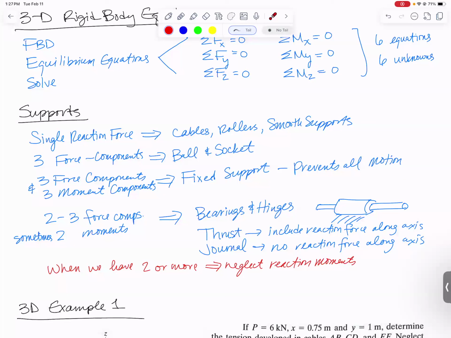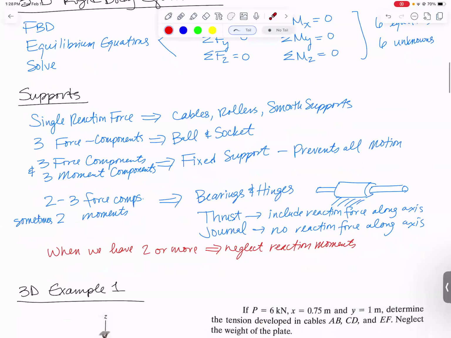So we typically want to align them very well. When we have 2 or more bearings or hinges, we only include the force pieces. If there's a single bearing or hinge, we will need to also include these moments. And I'll try to make that really clear in the problems that we work together as examples. So that's a really brief recap of the supports. Let's go and work as many examples as we can get through today.